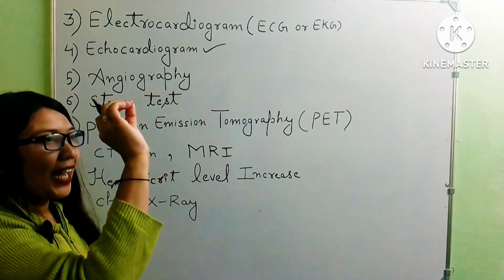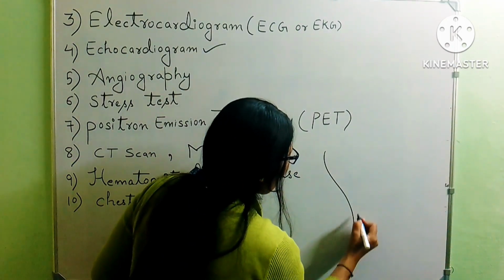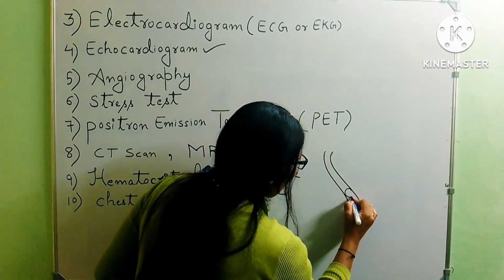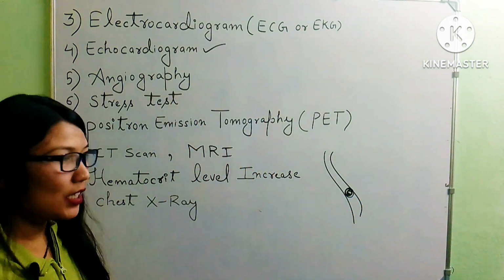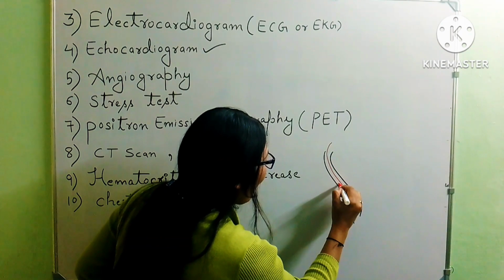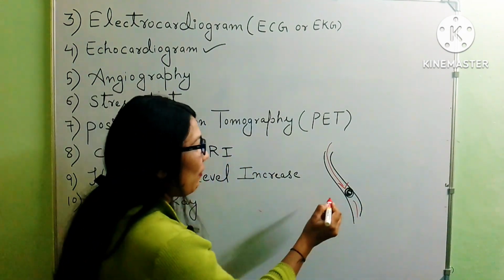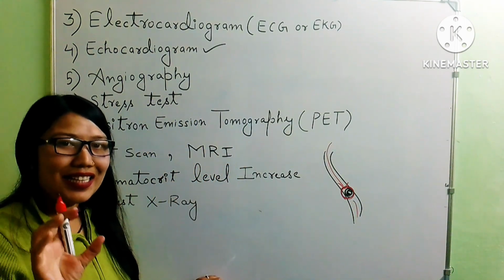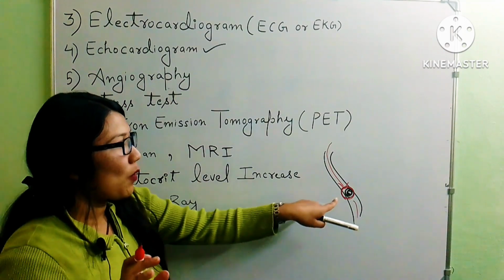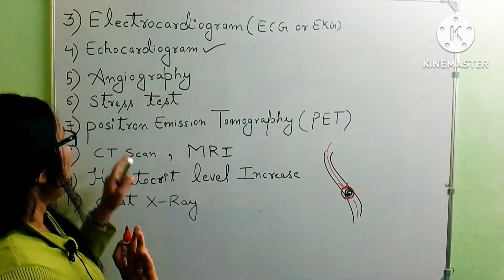Wherever the dye goes, suppose there is a blockage in this coronary artery, so what will happen? The dye will not be able to reach the other area. The dye will be occluded at this area only. So we can easily notify that there is some occlusion, a blockage in the coronary artery.